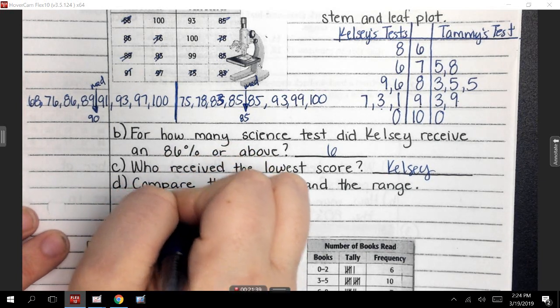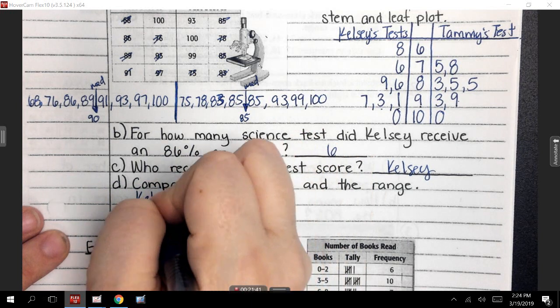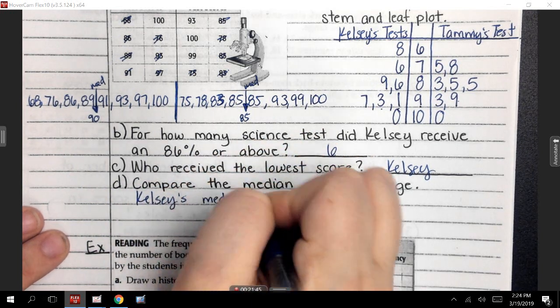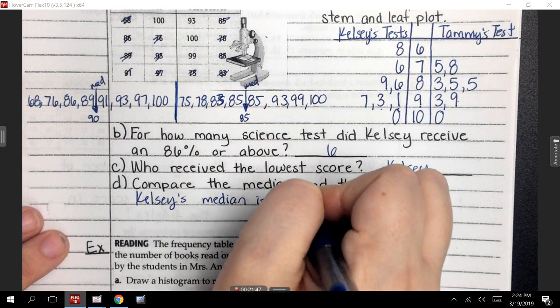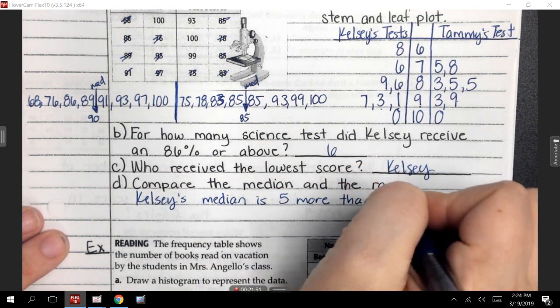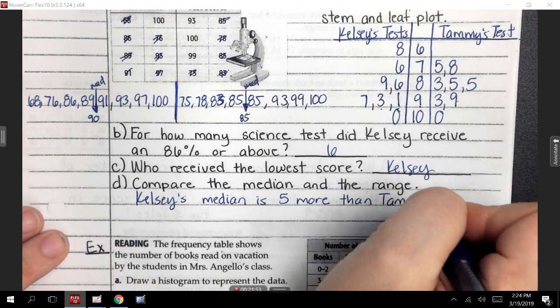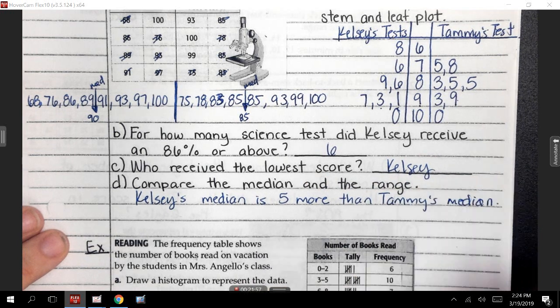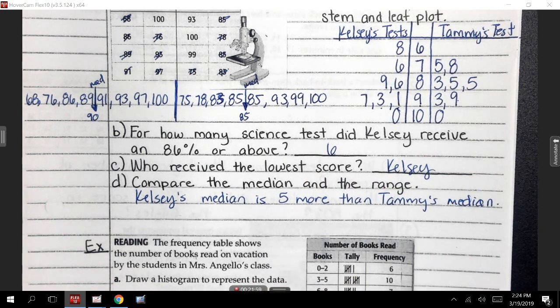So I'm just going to take the last part of your sentence, which says Kelsey's median is 5 more than Tammy's median. Do y'all agree that that compares both of them? It tells me how different they are. Are y'all okay with that? Yeah. All right, so now we need to talk about the range.